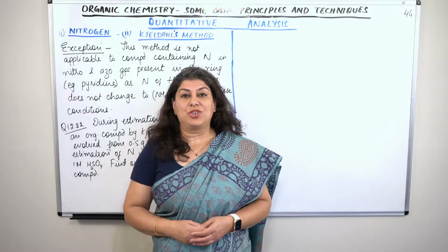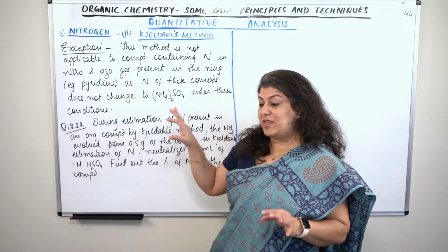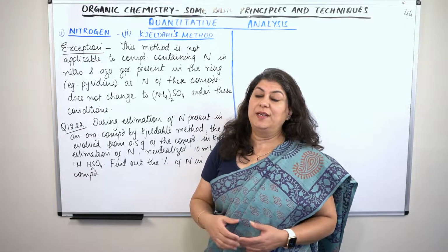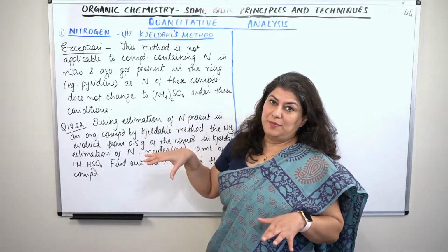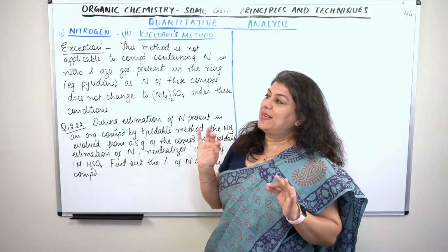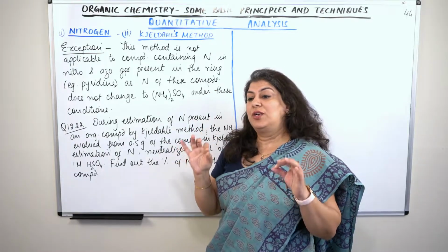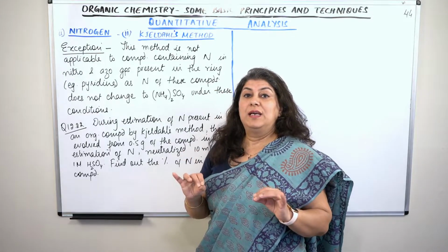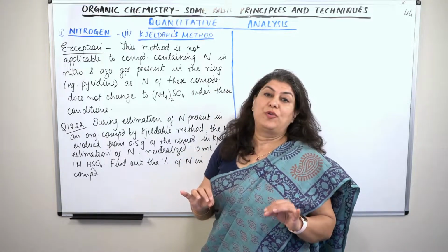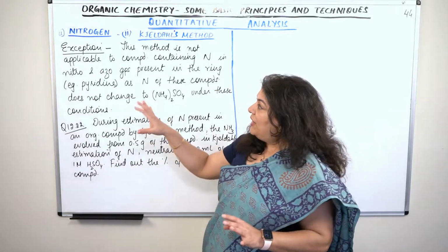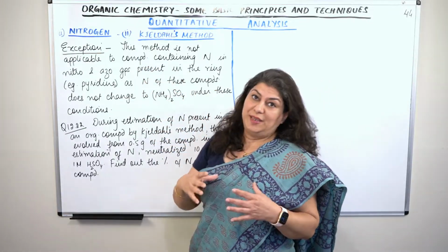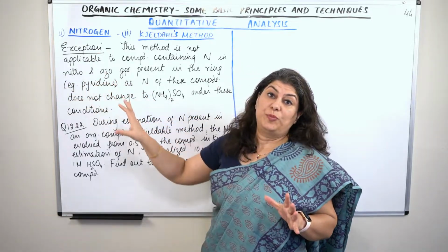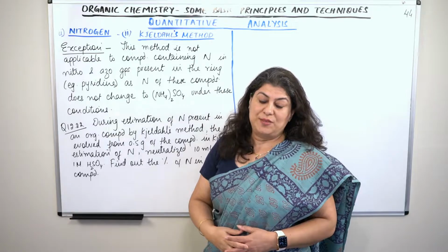Moving on with our discussion of Kjeldahl's method, where I explained the method to you and told you how the mathematical calculations are done, we now move on with the same topic and I tell you what the exceptions are. What are the conditions under which nitrogen is present in the organic compound and yet you cannot use Kjeldahl's method for its estimation? Whenever nitrogen is present in a ring, either in the form of a nitro group or as an azo group, you cannot use Kjeldahl's method.